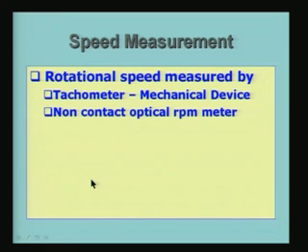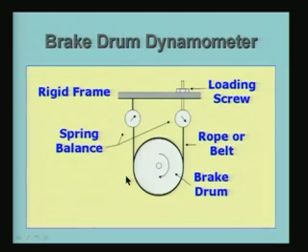And if I want to measure the speed, in most cases I will be interested in the rotational speed. It can be measured either by a mechanical device called a tachometer or a speedometer, or I can use a non-contact optical RPM meter. Both these we are going to discuss. So let us look at the kind of things which we can do.